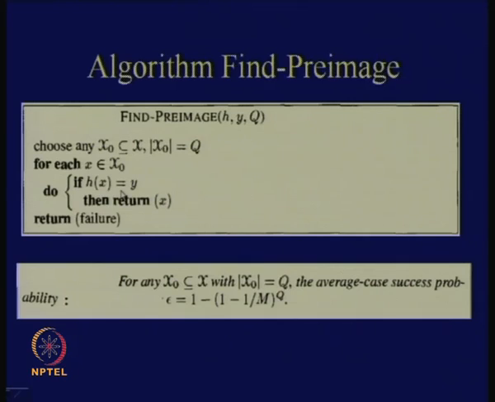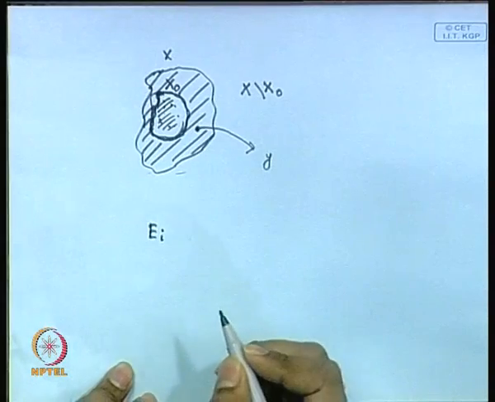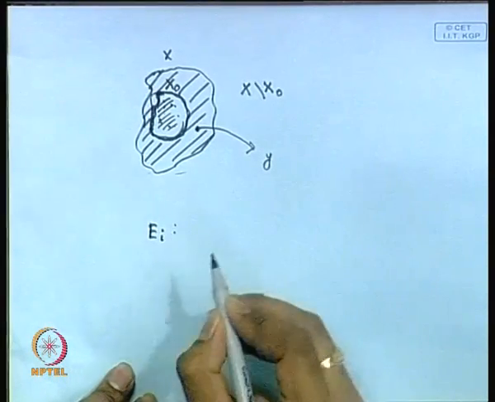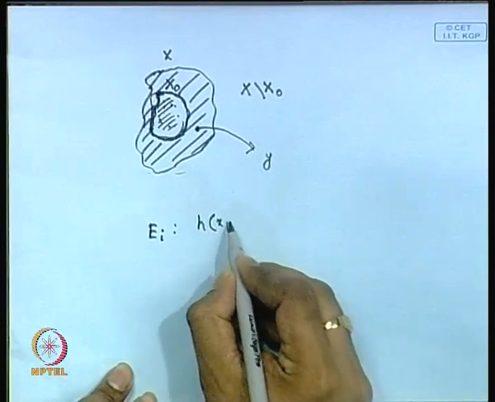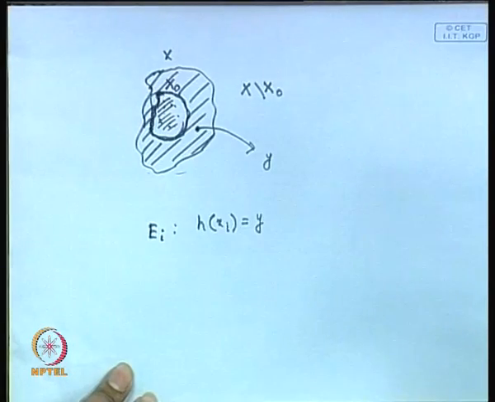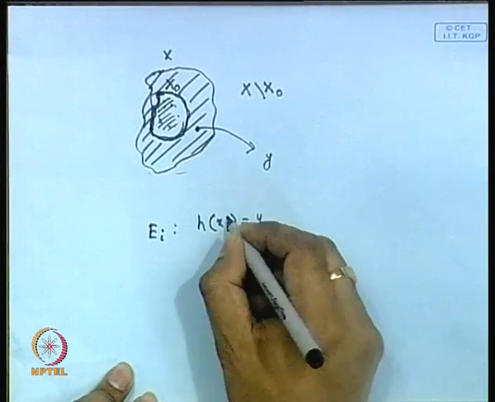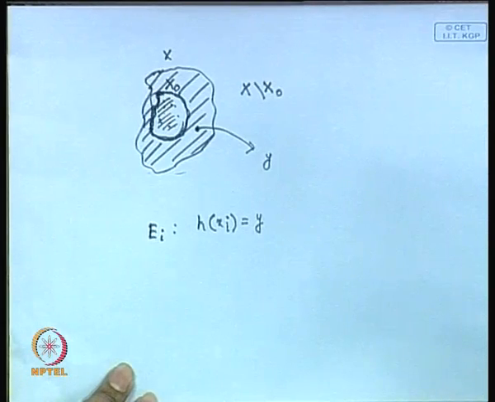Now, what is the probability? Suppose I define an event e i, which means that h of x i is equal to y. I can define an event in this way. What is the probability that this is true? It is equal to 1 by m.